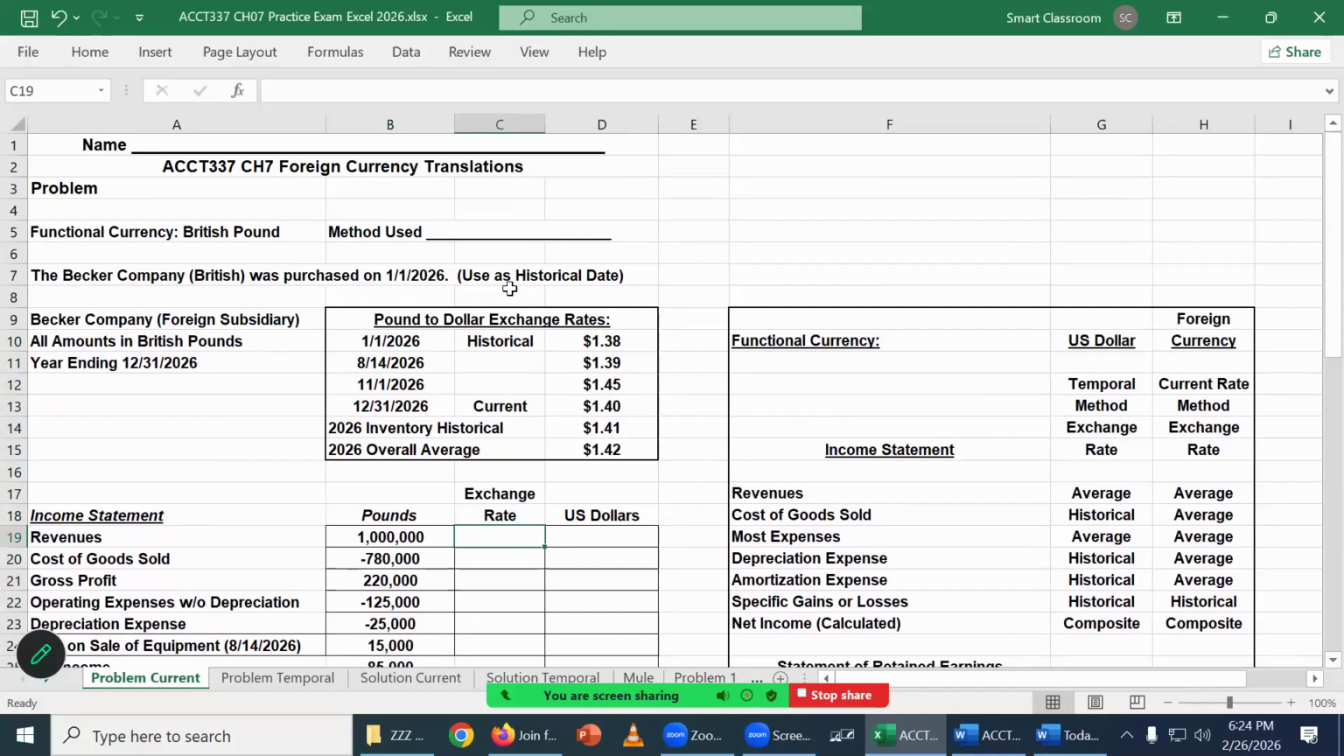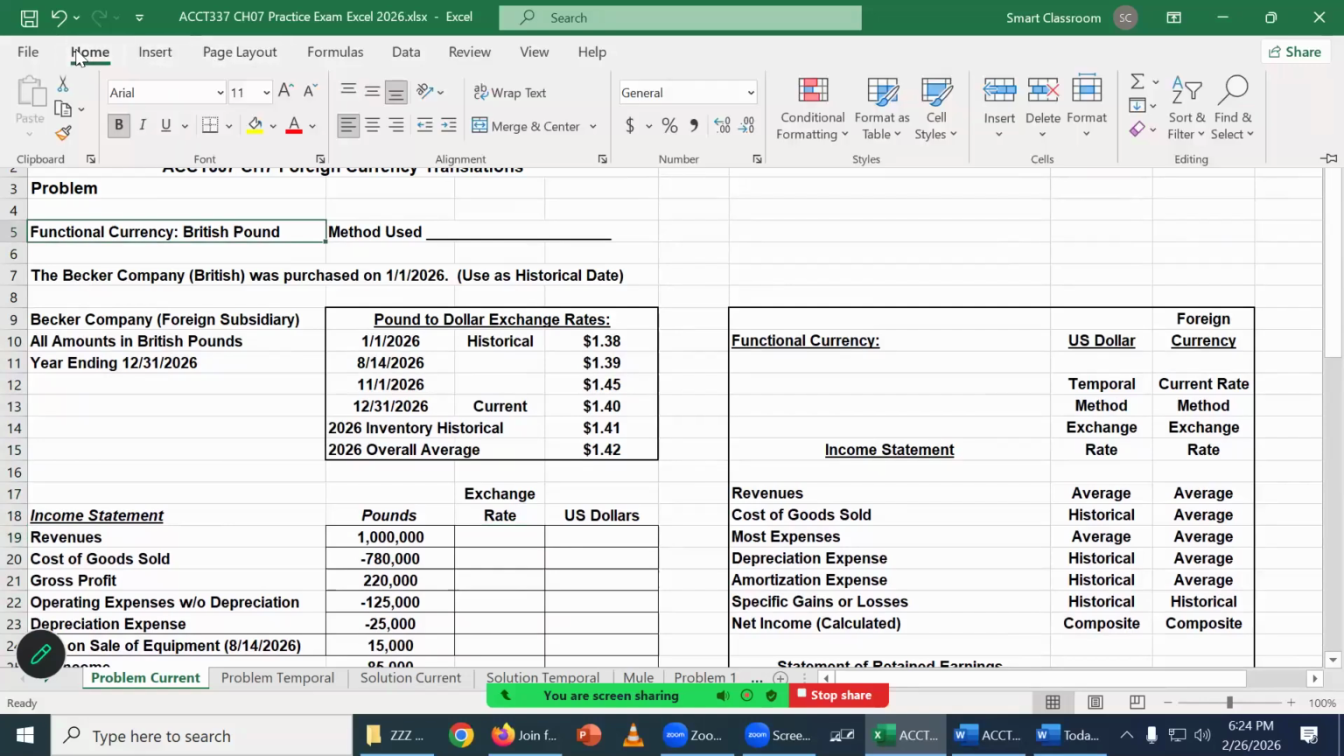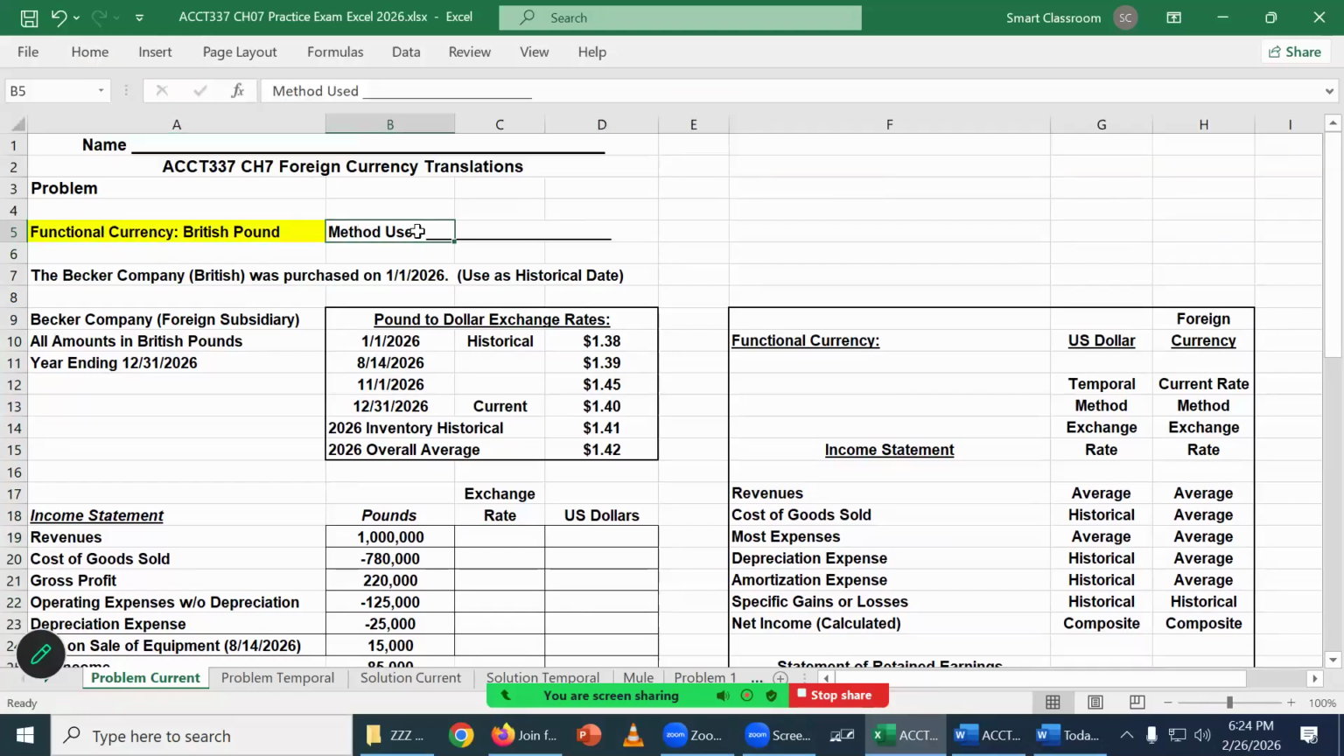Okay, so the first one, the functional currency is in the foreign currency. So we use which method? Current. Yep. So we'll be using the current method.